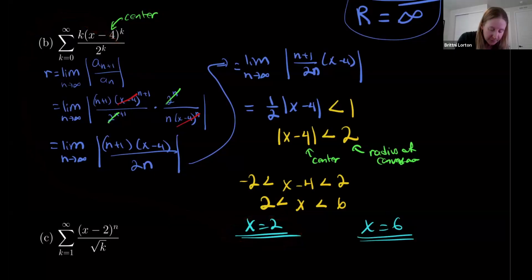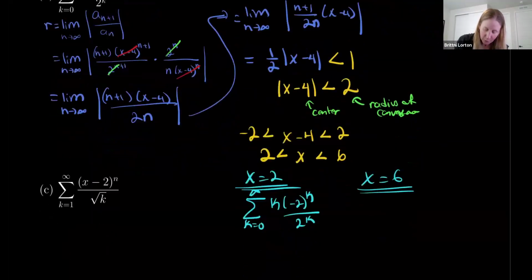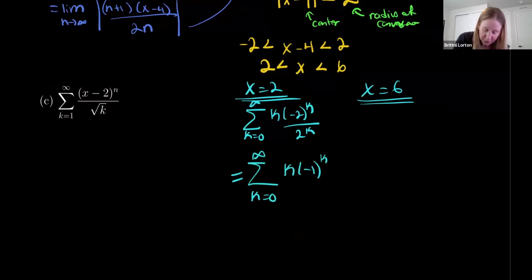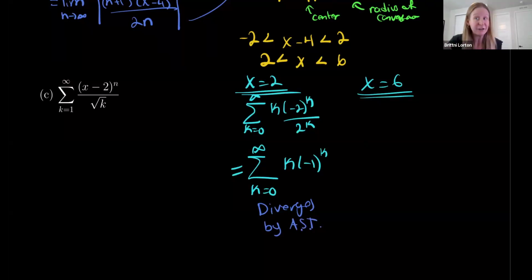So plug in x equals 2, and this is going to become the sum from k equals 0 to infinity of k times negative 2 to the k over 2 to the k, which simplifies, I know we've got a lot on the screen here, to the sum from k equals 0 to infinity of k times negative 1 to the k. The 2 to the k is canceled, but the negative did not. And then this is an alternating series. You can test using the alternating series test. The limit does not go to 0, so it fails the alternating series test. So this, in fact, diverges. I'm going to say by the alternating series test, it's possible you used a different test and it would also diverge, also fine.